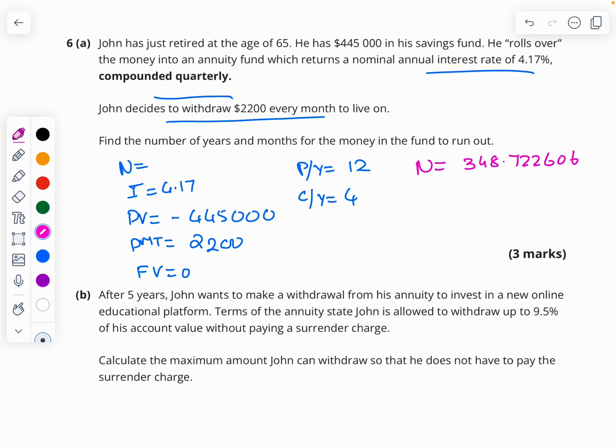348.722606. Now, how many years is that? So, divide that by 12. So, it becomes 29 years, 1 month.